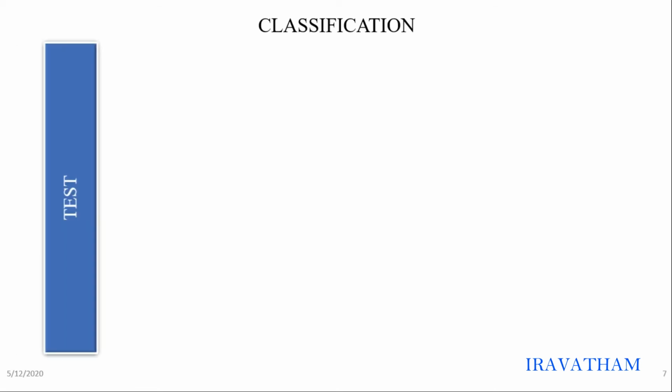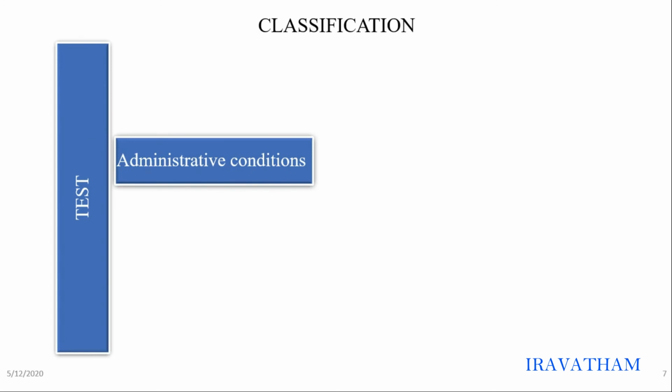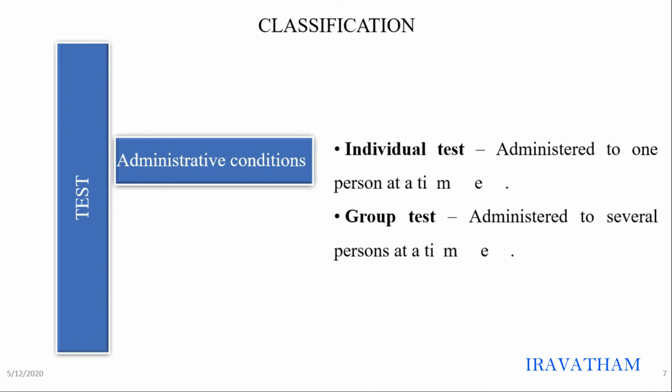The next classification is based on administrative conditions. So based on administrative conditions, we have two things. One is individual test, the another one is group test. If you are going to administer the test only for a single person, it is called individual test. And in the group test, it is administered to several persons at a time.